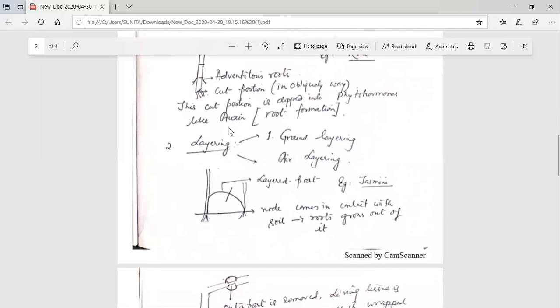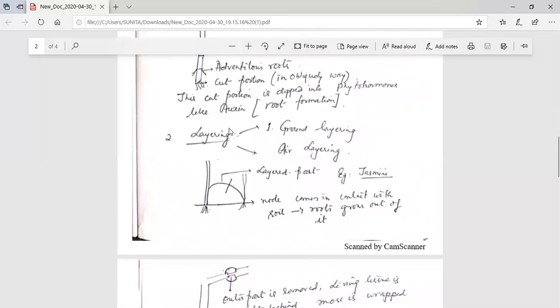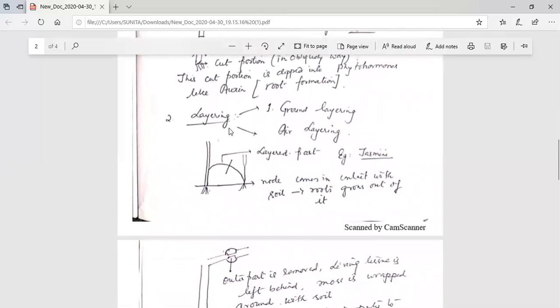Next is layering. Layering is of two kinds, ground layering and air layering. What is done where we follow ground layering? This is the main stem, and one stem which is quite flexible, we just pull it down to the soil. The point of the stem where it touches the soil, from there adventitious roots grow. After it grows into a new plant, we simply detach it from the parent plant, and it grows into a new individual. As it is done on the soil, we call it ground layering.